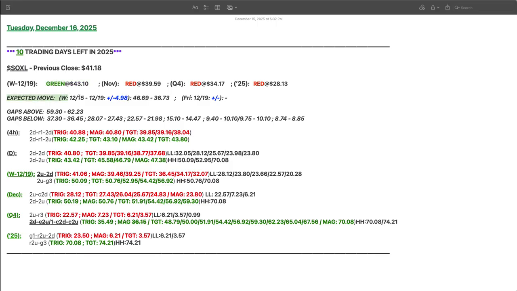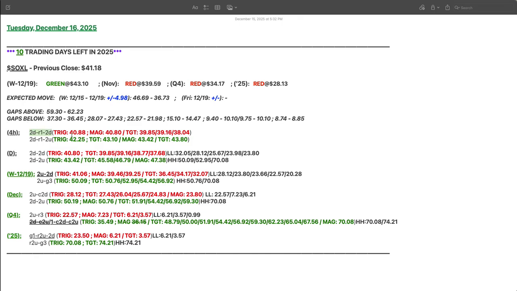All right. We talked about the market maker's expected move for the week, plus or minus $4.98 from the close on Friday, which gave us a range of 46.69 to 36.73. We always keep track of where our gaps are. Again, we could approach this one here tomorrow if we have some real downside action, but just want to keep those in mind. We talked about, on the scalping perspective, we're looking for higher lows at or above opening print to get into calls, targeting overnight high and previous high of day. And we're looking for lower highs at or below opening print to get into puts, targeting overnight low and previous low of day.